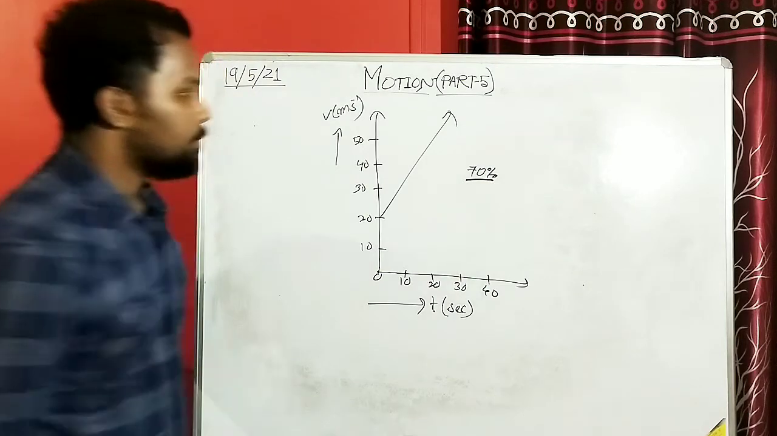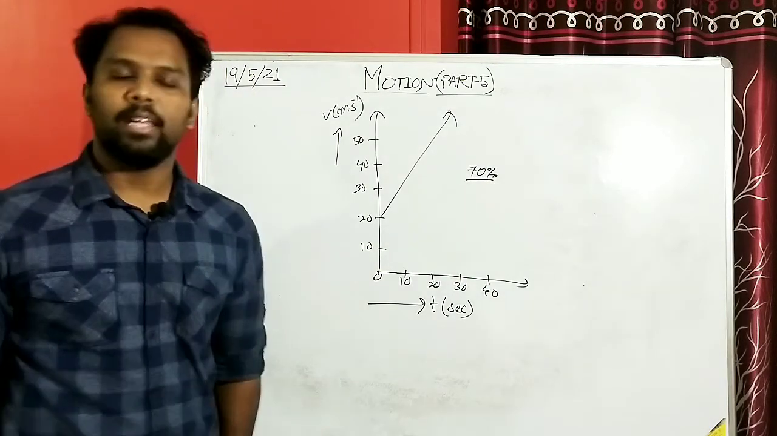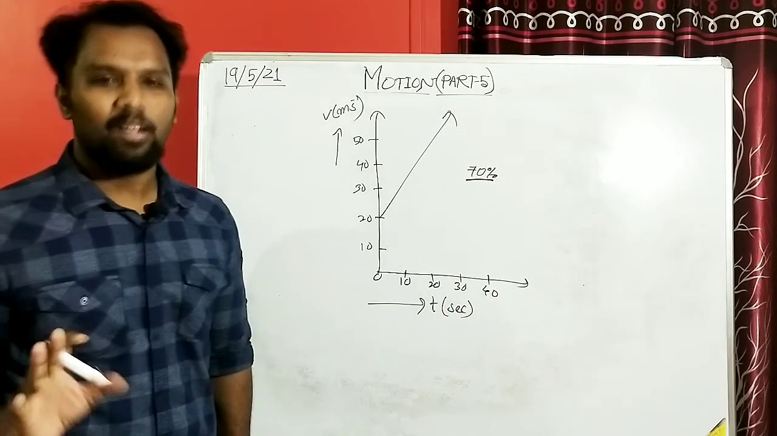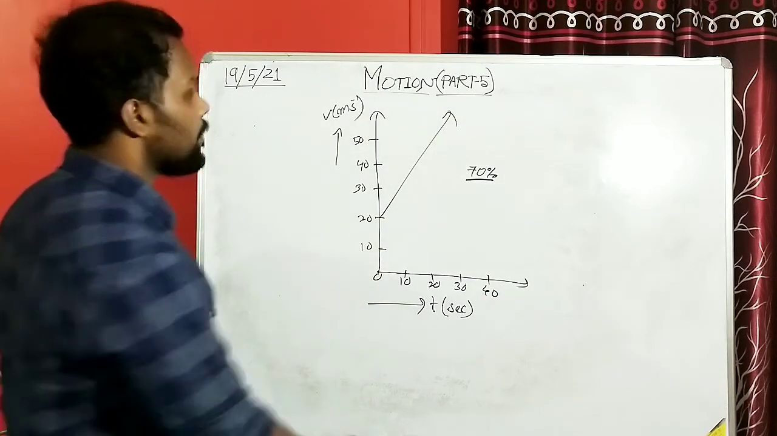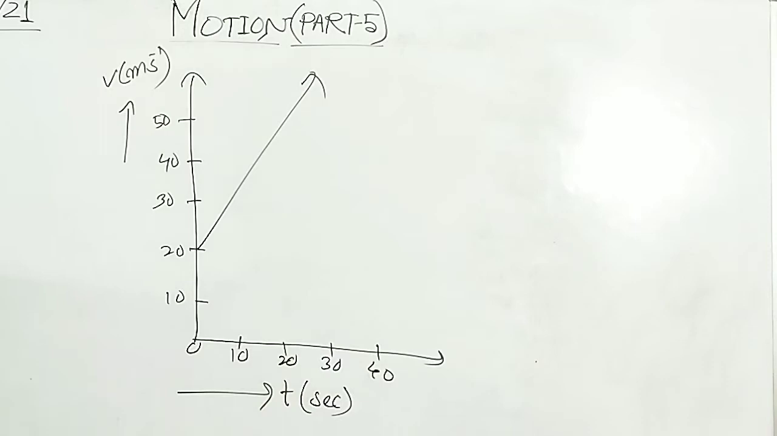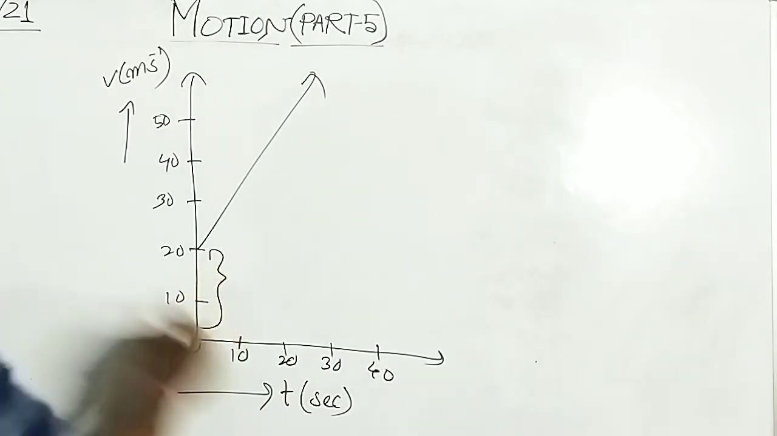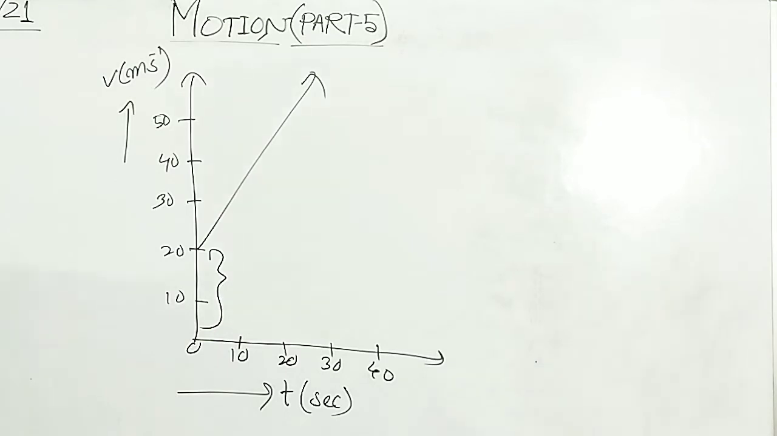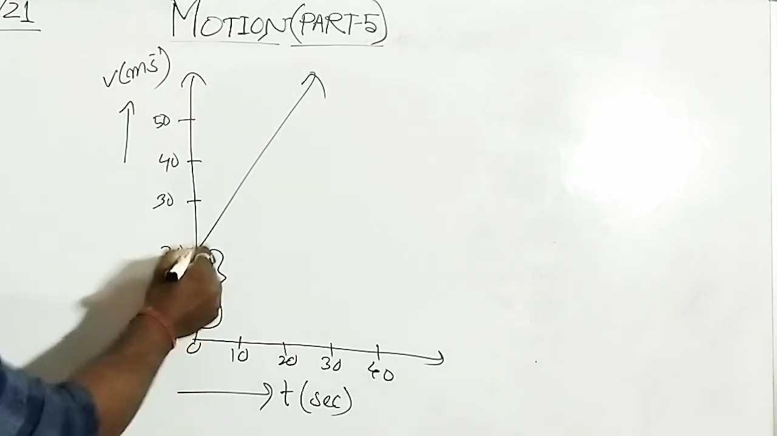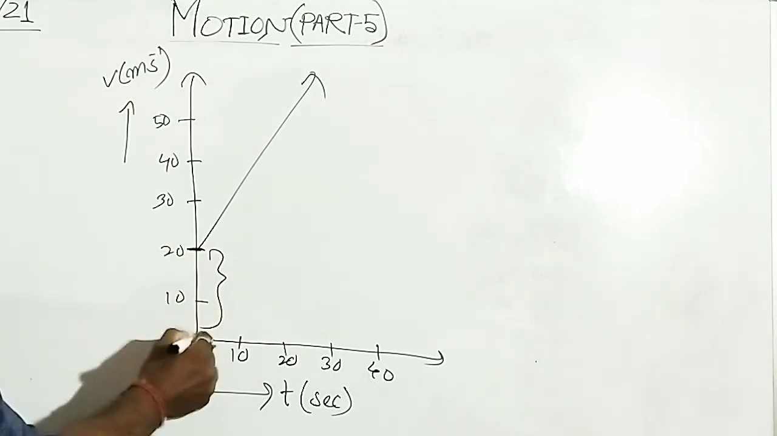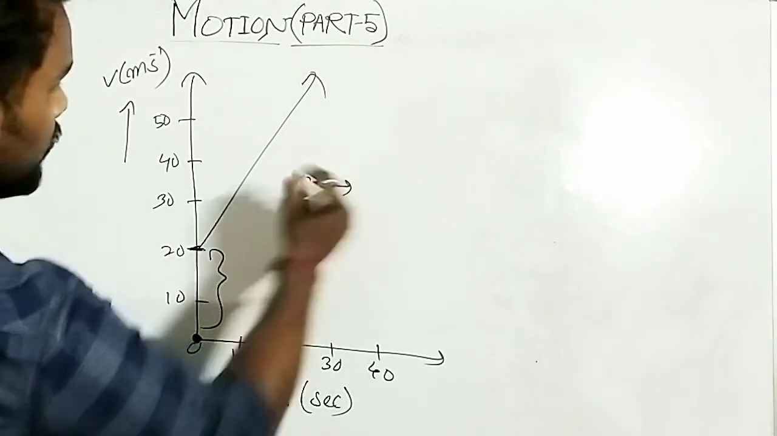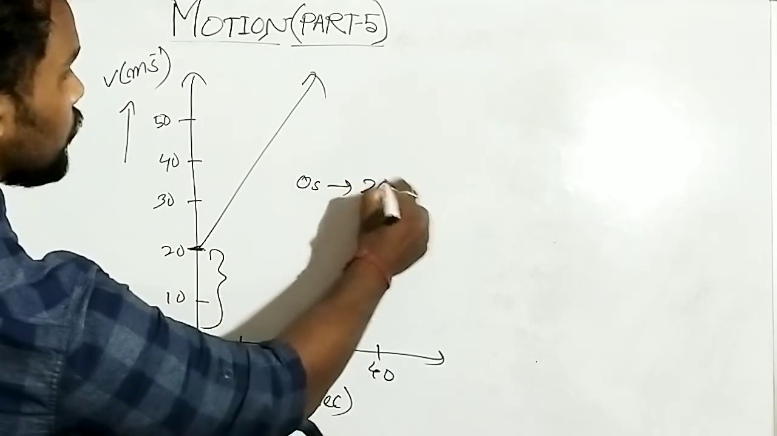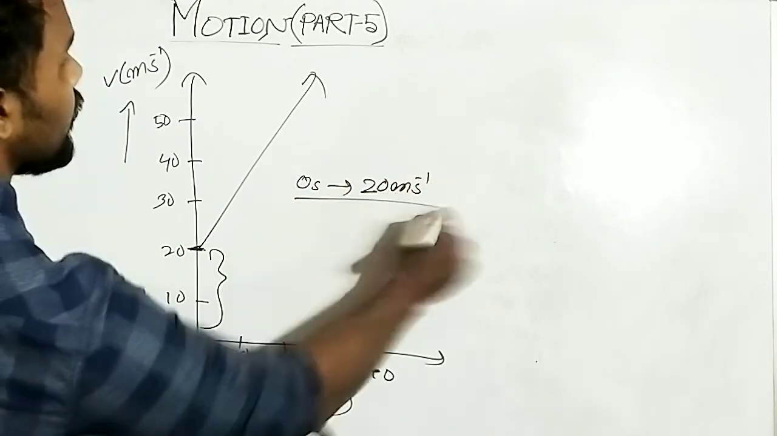But I told you, if you can give me an 80% correct answer, it will be almost 100% correct for me. But the main significance is not that. Many students have forgotten one thing, this part. Now look closely here. At 0 second, we have 20 meter per second.